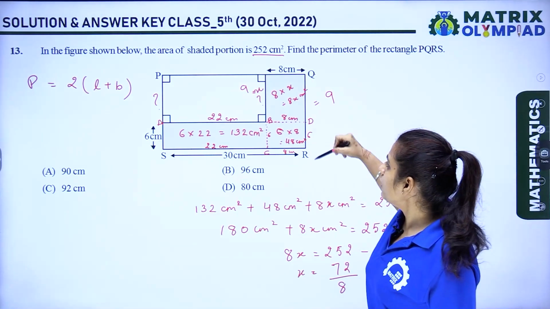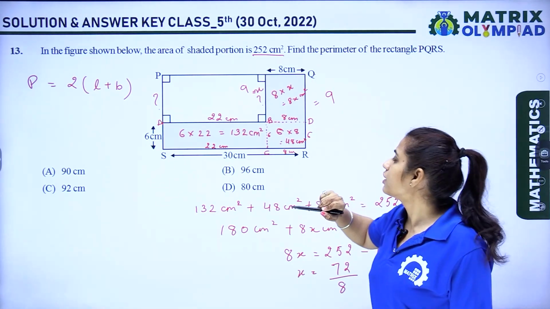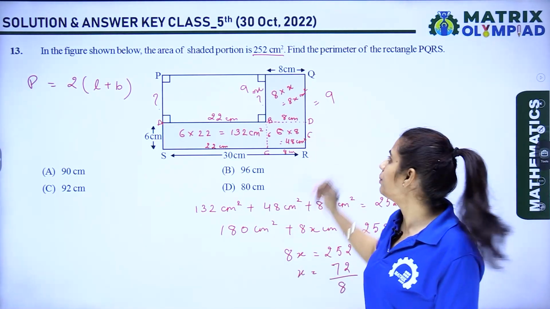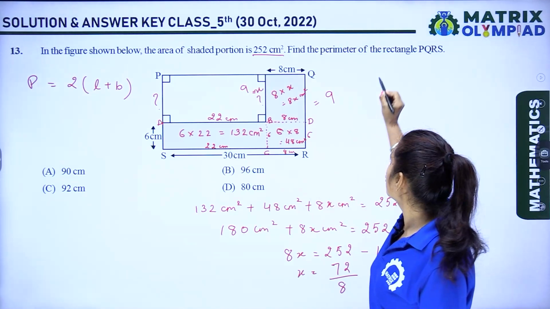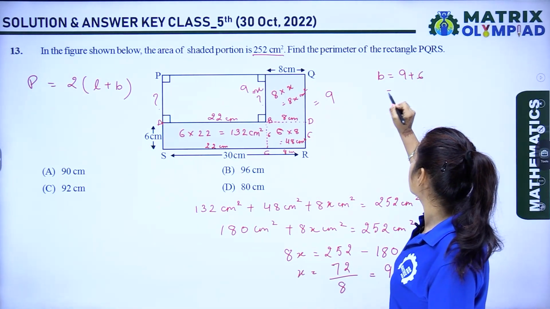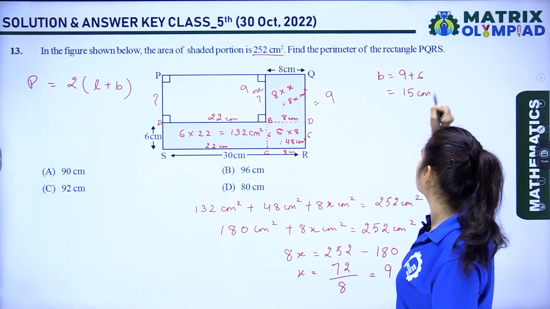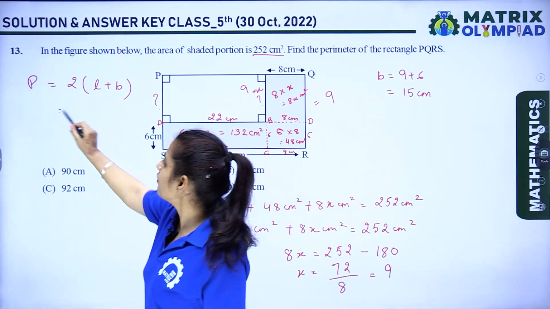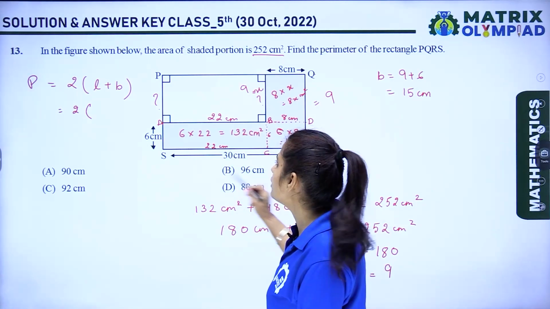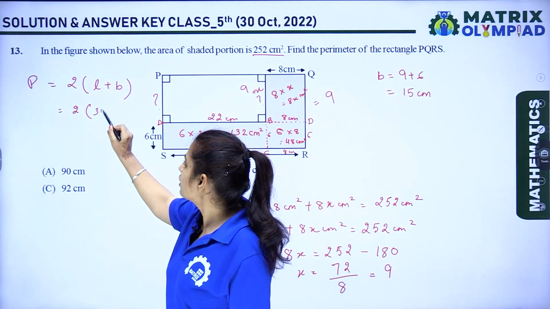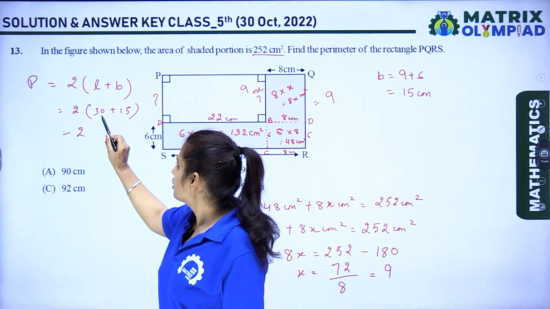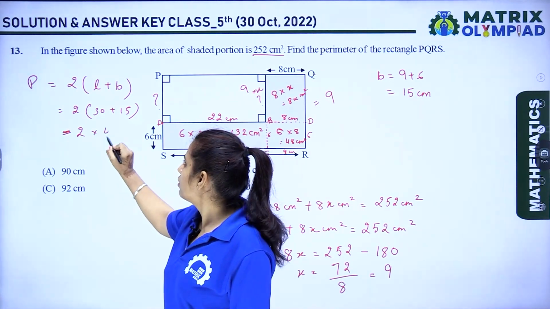Now the total breadth of this rectangle PQRS will be 9 plus 6. So here breadth is equal to 9 plus 6, that is equal to 15 centimeter. Now we are going to put the value here because we have to find out the perimeter of this rectangle PQRS. So length is 30, breadth is 15. So here we get 30 plus 15 will be 45.